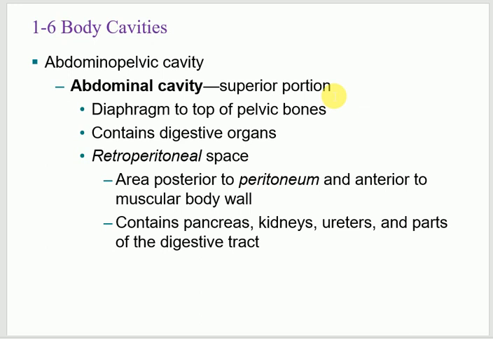Are all these organs inside the peritoneum? No. Here it is, the word that I was saying, retro. You see this? Retroperitoneal, behind the peritoneal cavity. The pancreas, kidney, and ureters are the most important ones. Remember this: pancreas, kidney, ureters. These three organs are not in the bag. That's behind it.